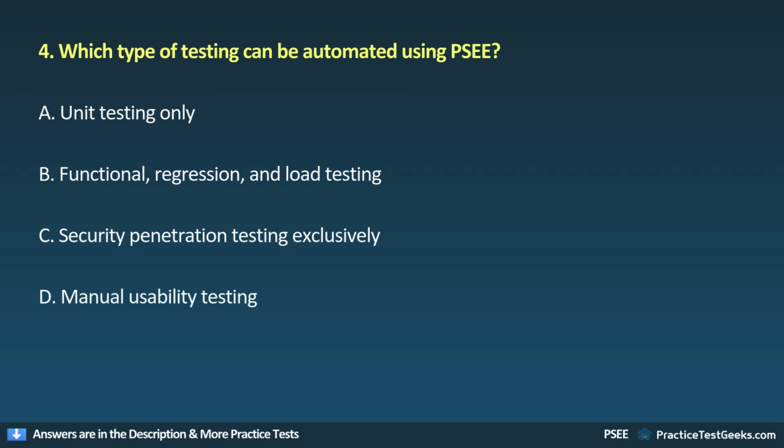4. Which type of testing can be automated using PSEE? A. Unit testing only. B. Functional, regression, and load testing. C. Security penetration testing exclusively. D. Manual usability testing.